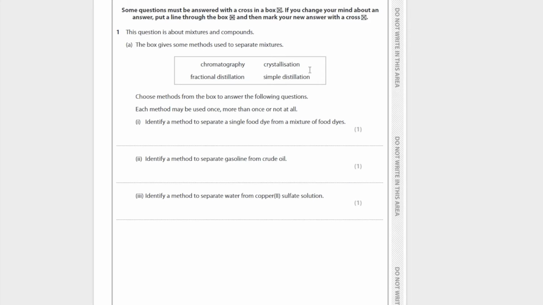So let's have a look at question 1. This question is about mixtures and compounds. This box gives some methods to separate mixtures. Choose methods from the box. Okay, identify a method to separate a single food dye from a mixture of food dyes.